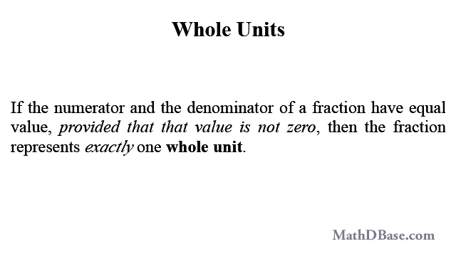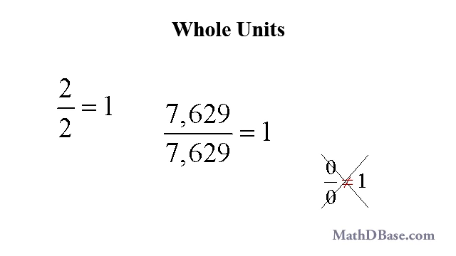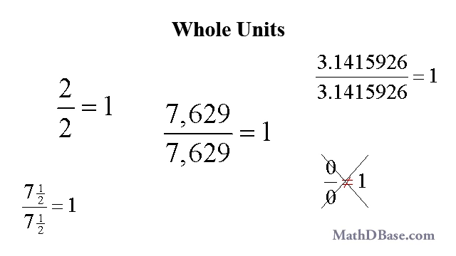If the numerator and denominator of a fraction have equal value, provided that that value is not 0, then the fraction represents exactly one whole unit. For example, 2/2 and 7,629 over 7,629 both represent whole units.